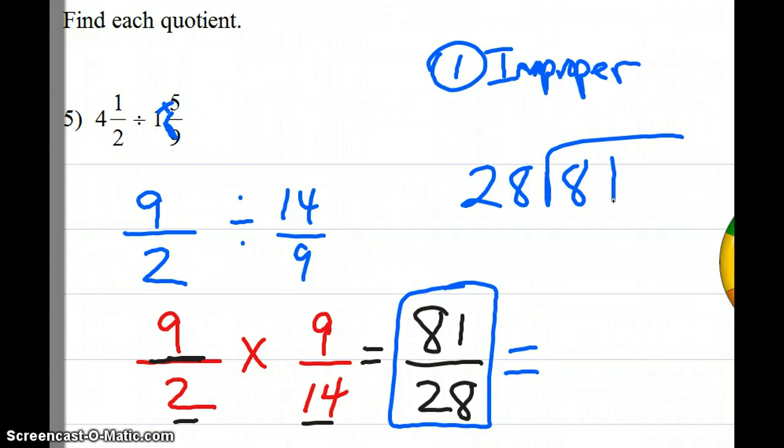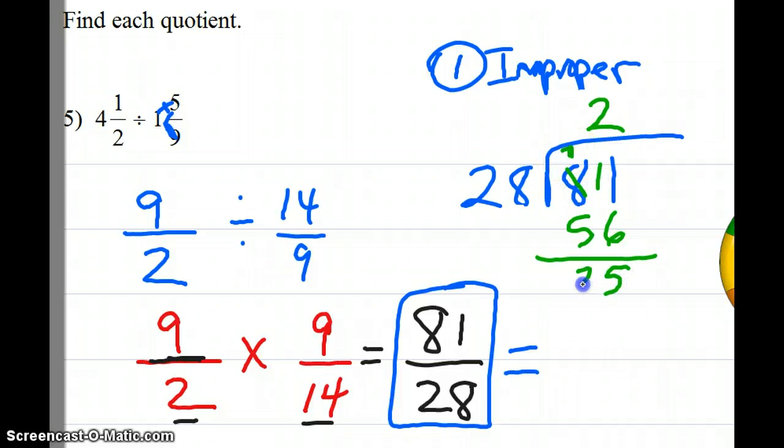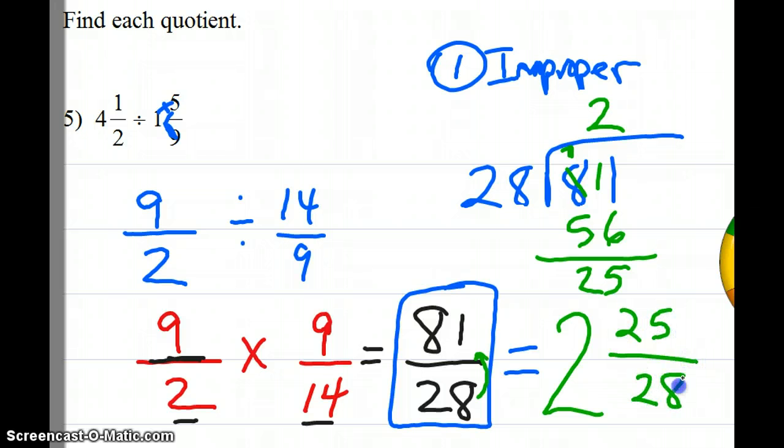28 goes into 81 about 3 times. Check my math here. That's 84, so that's too much. So it must only go in there 2 times. So 28 goes into 81 2 times. That would be a 56. To get the remainder, we'll subtract. So 28 goes into 81 2 whole times, with a remainder of 25 over 28.